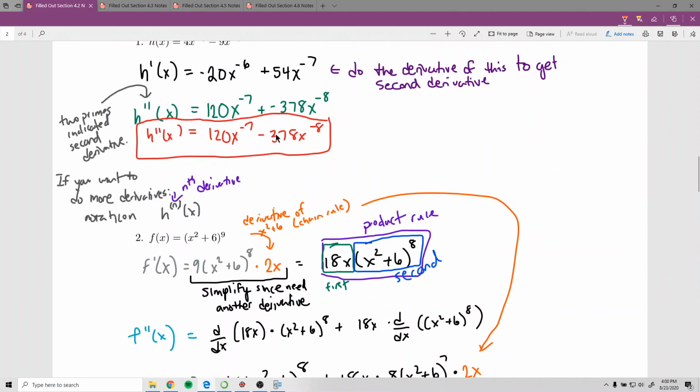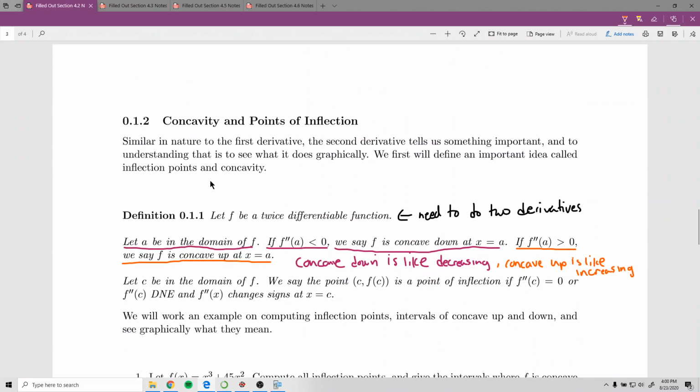So if we wanted to figure out where our functions here were concave up or down, we would have just done the second derivative of each instead of the first, as we did, and solved it the exact same way, making a number line, plugging in numbers, and checking.